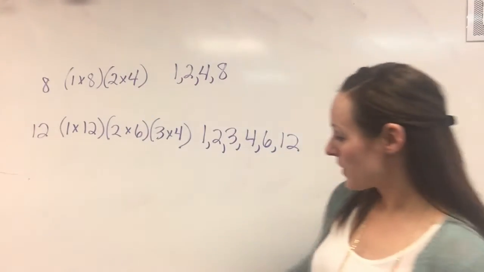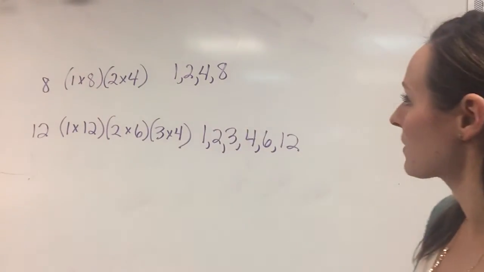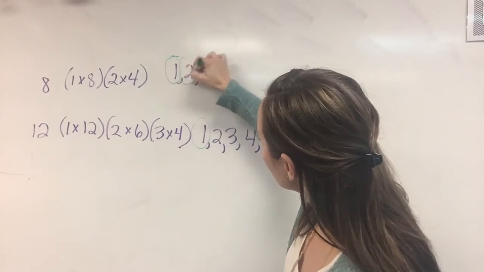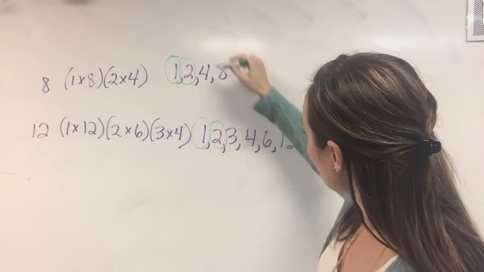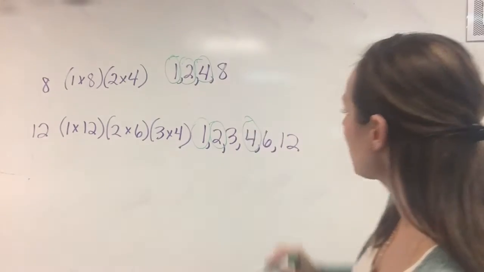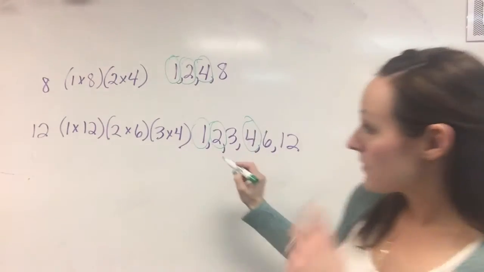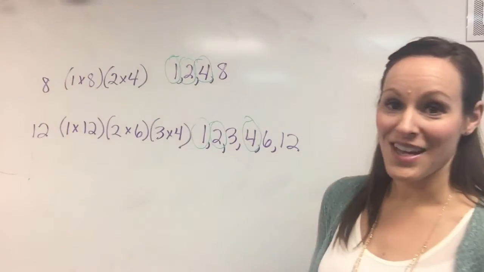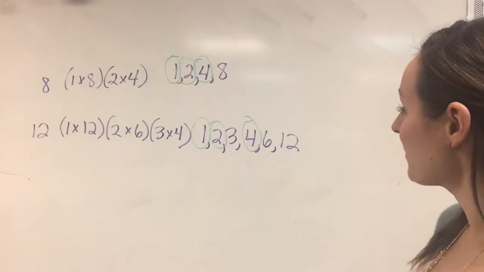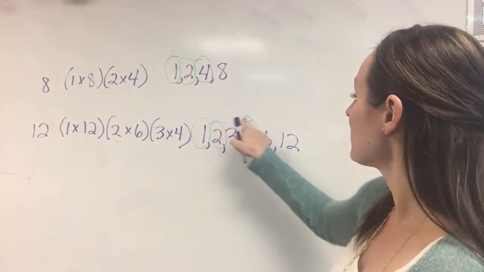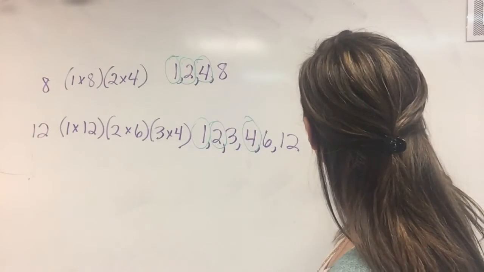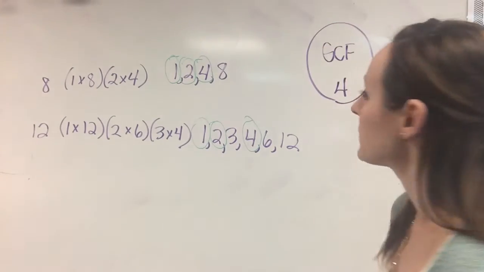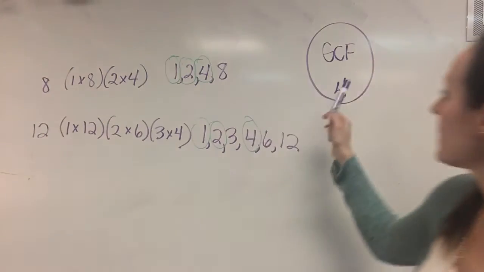The next step is to figure out which ones they have in common, which factors are common. So we can see that 1 and 1, 2 and 2, and 4 and 4 are the factors that 8 and 12 have in common. The next step is to decide which one of those is the greatest common factor, and the biggest one, or greatest number, is 4. So the greatest common factor for 8 and 12 is 4.